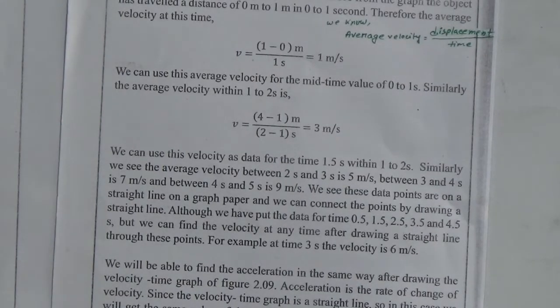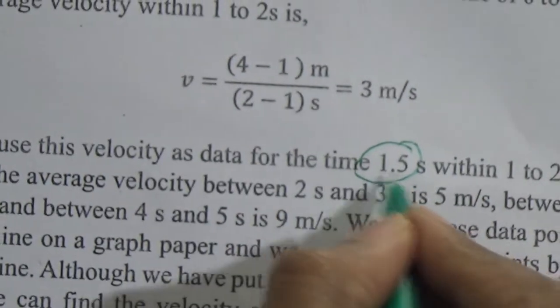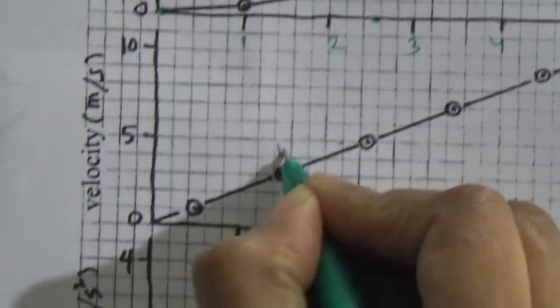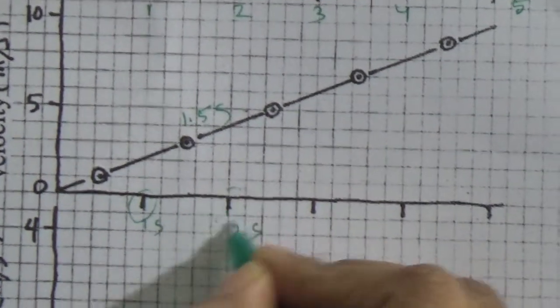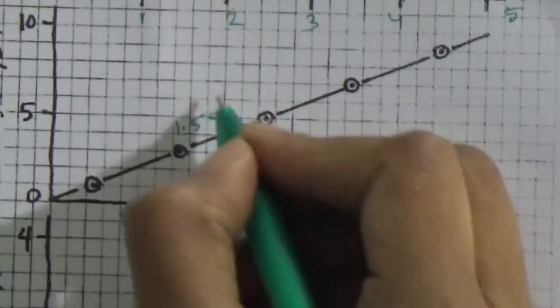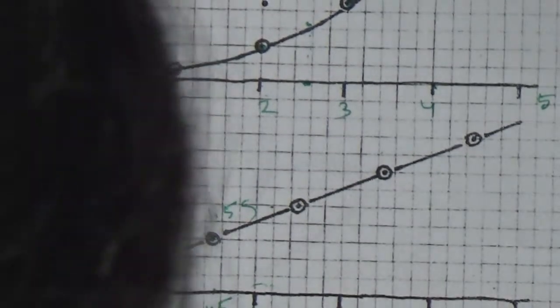Here this is the 1 second, this is the 2 second, and this point is 1.5 second, within 1 to 2 seconds. That means this is 1 second, this is 2 second, and this point is 1.5 second. I hope you have understood this point, girls.